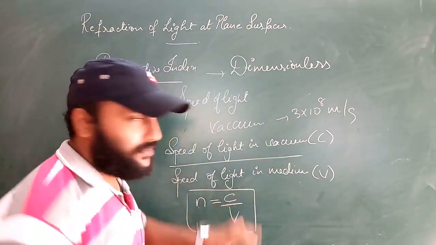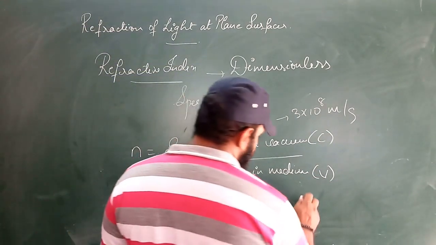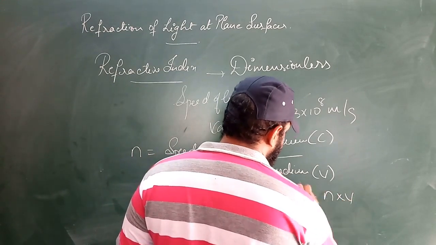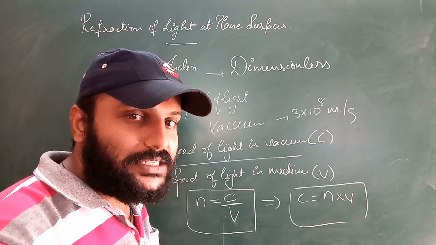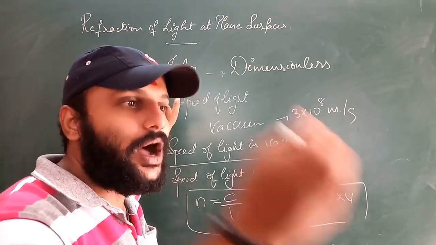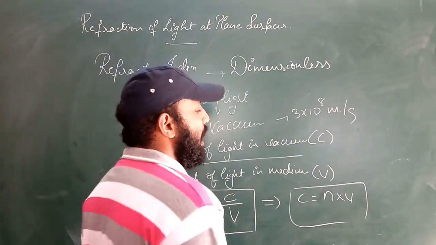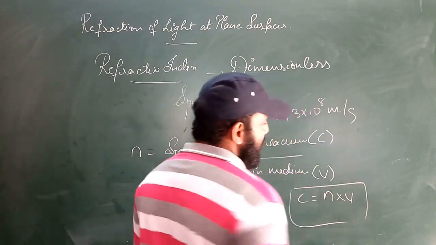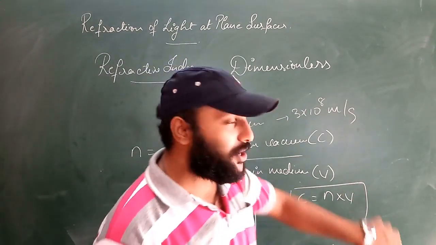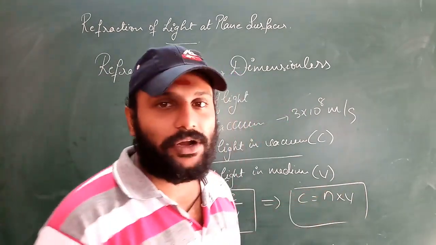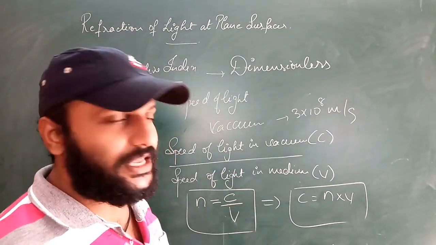So here n is equal to c by v. In addition, what we can write? If I bring this v to the left side, c is equal to n into v. Here, what does this refractive index tell about? Refractive index tells about how fast the light ray is traveling, or how slow the light ray is traveling in the medium. So the speed of light in a medium is the nth part of the speed of light in the vacuum. So n is equal to c by v. From this we can write c is equal to n into v.